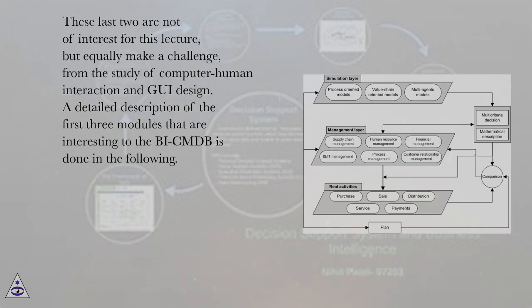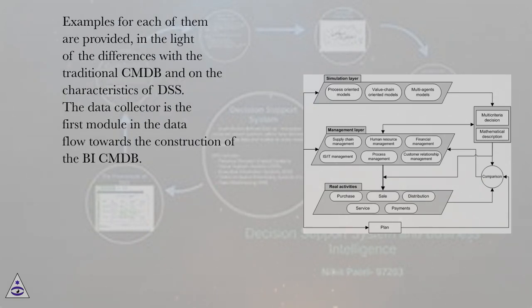These last 2 are not of interest for this lecture, but equally make a challenge, from the study of computer-human interaction and GUI design. A detailed description of the first 3 modules that are interesting to the BI-CMDB is done in the following. Examples for each of them are provided, in the light of the differences with the traditional CMDB and on the characteristics of DSS.